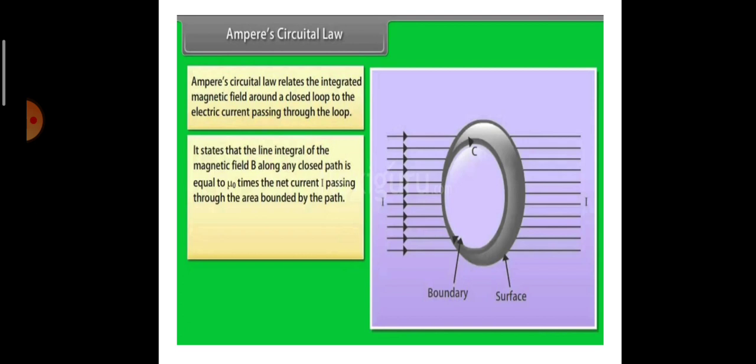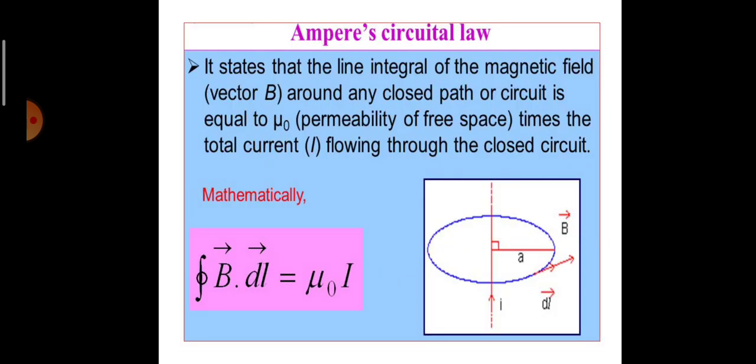It states that the line integral of magnetic field B along any closed path is equivalent to mu 0 times the net current I passing through the area bounded by the path. That is, if a net current I is passing through a loop, then the total magnetic field is equivalent to mu 0 times I. So mathematically we can write closed integral B dot dl is equivalent to mu 0 I.